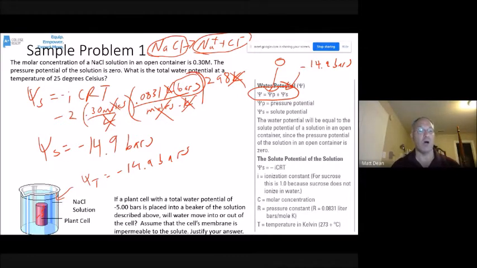Water is going to move out of the cell because the water potential in the cell at -5 is higher than the water potential in the solution at -14.9. So we could say that this cell is going to plasmolyze, because the contents of the cell will shrivel away from the wall, and it might look something like that when it's over.